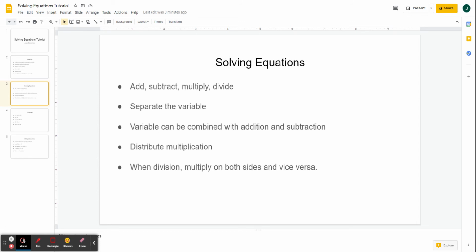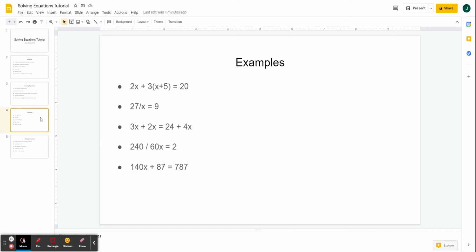Sorry, when you're dividing in an equation, you're going to multiply both sides by the denominator, or vice versa. So if you're multiplying in the equation, you're going to end up dividing. Here are some quick examples.